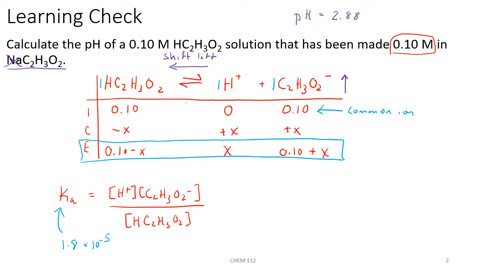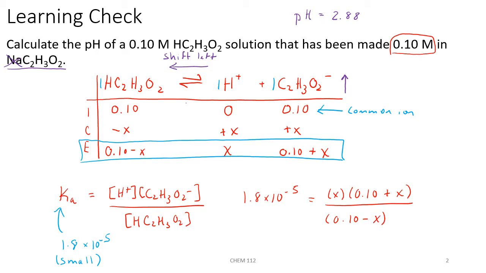Now remember, usually the Kas and the Kbs for these weak acids and weak bases are going to be small. Because they're small, we're usually going to be able to make some simplifying assumptions regarding X's that are added or subtracted. So 1.8 times 10 to the minus fifth, we'll plug that in for our Ka. Our hydrogen ion was X. Our acetate anion was 0.1 plus X, and our acetic acid was 0.1 minus X.